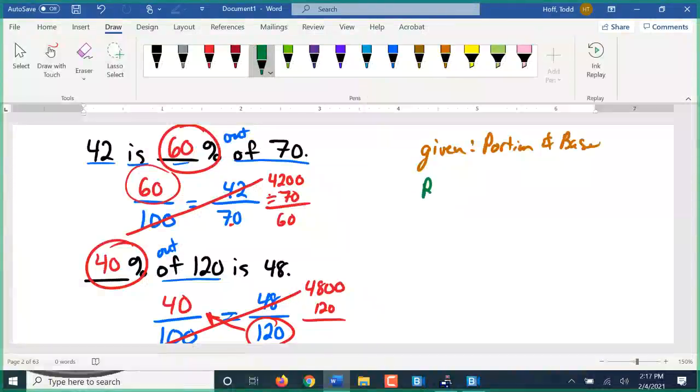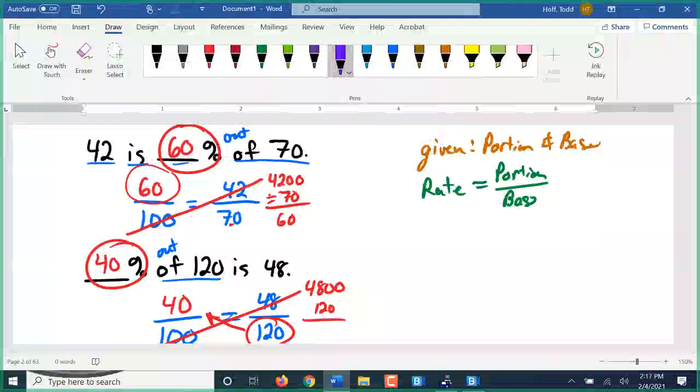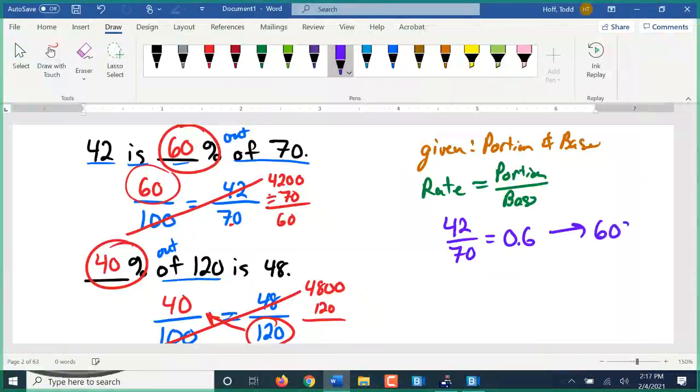In that case, the rate is found by doing the portion divided by the base. So here our portion is the 42, divided by the base of 70. That's 0.6. And of course, we can convert that from a rate into a percent. 0.6 is the rate, so the percent would be 60%.